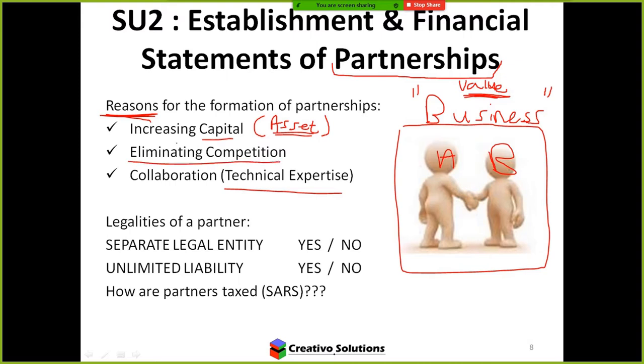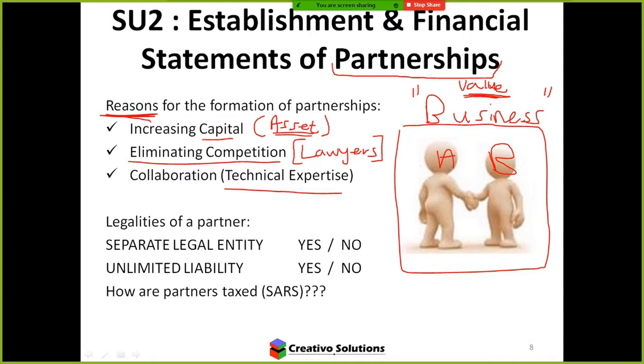Sometimes you want to eliminate competition. In business, you might have lawyers. Lawyers sometimes form partnerships to eliminate competition; they work together instead of competing against each other. Doctors can also form partnerships. Accountants can also form partnerships. A lot of services are generally formed as partnerships early on. Obviously later on they become companies and other forms of structures.